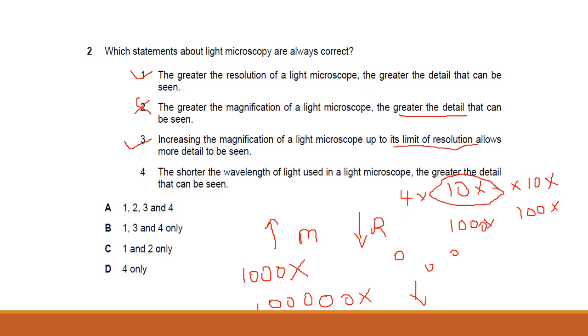Now, number 4, the shorter the wavelength of light used in the light microscope, the greater the detail that can be seen. Yes, that's true. The shorter wavelengths actually produce more detail for the light. So we see now that 1, 3, and 4 are correct. So our answer here is B.